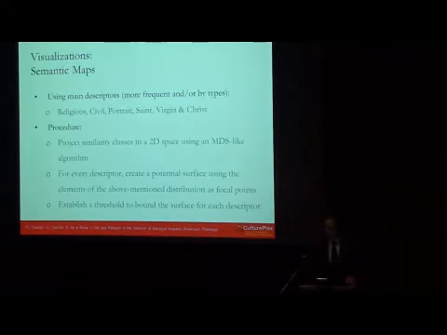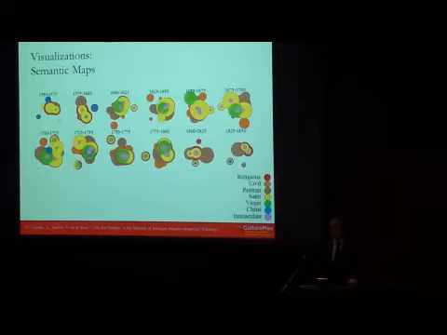So we take these descriptors because of the questions we are asking of the data: religious, civil, portraits, saints, and Virgin and Christ. As I said, we project similarity classes using an MDS-like algorithm, and for every descriptor we create the potential surface using elements of the distribution as focal points. Then we establish a threshold to bound the surface for each descriptor. And this is what we get here.